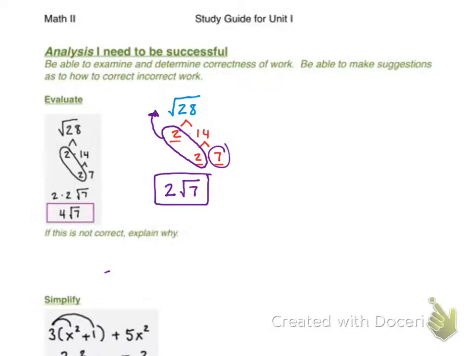So this student, if we look here, got that they have one pair of 2's, but when they brought it outside of the radical, they brought both of the 2's out. You have to remember that they join together and they come out as 1. So both of these 2's come out as 1. So this student made the mistake of bringing two 2's out of the radical. It should have only been one 2. So that answer there is incorrect.